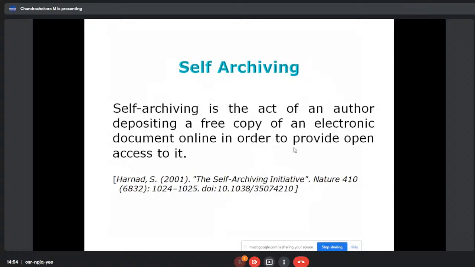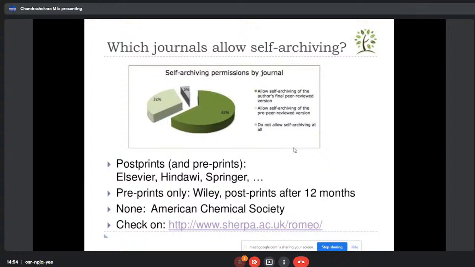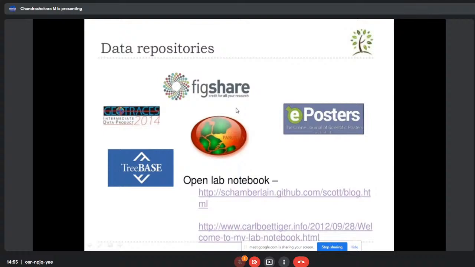Journal self-archiving, post after 12 months, for example the American Chemical Society actually gives self-archive permission by the journal. Data repositories, these are Figshare, credit for all your research, and e-posters, and others like that, immediate data on this product. So these are available data repositories.